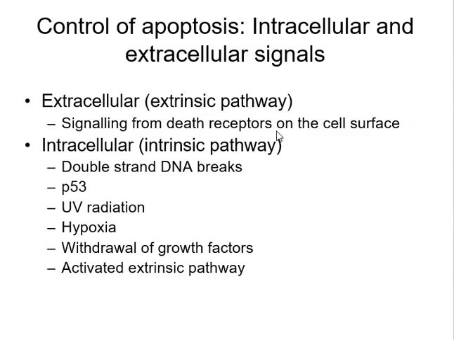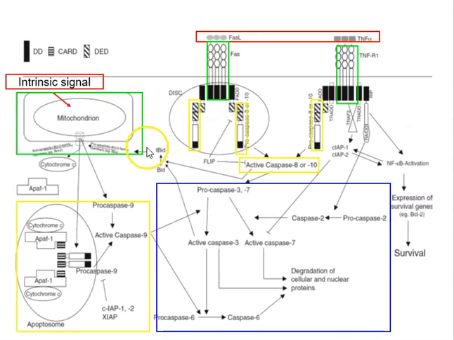But also the activated extrinsic pathway will cause the intrinsic pathway to become activated as well, and often extrinsic apoptosis works through intrinsic apoptosis. And I'll just draw your attention to this little arrow here going from active caspase 8 heading towards the mitochondria. That is the link between the two pathways.